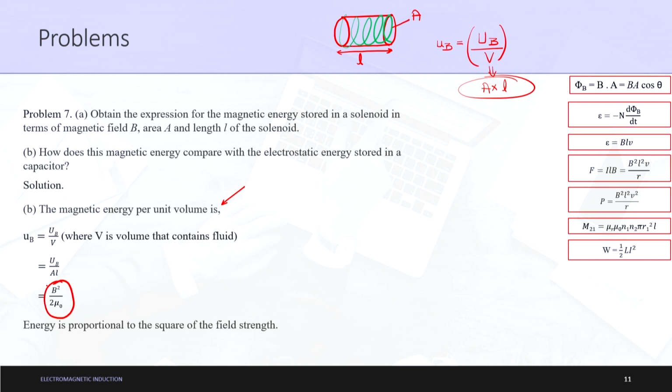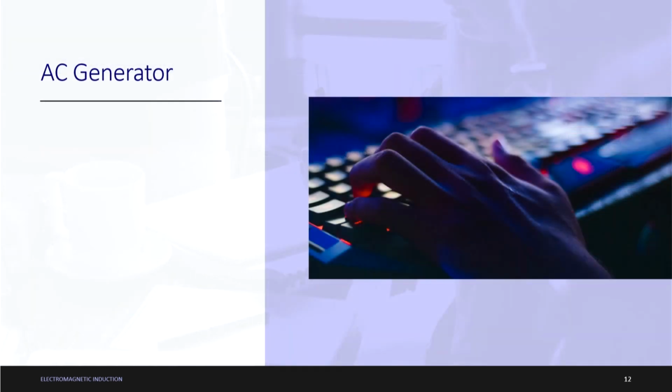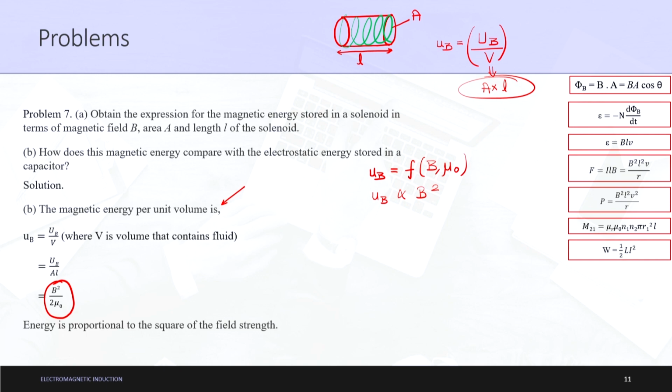Now, from this expression what we got is that, first of all, small ub is a function of capital B and mu naught. Also, small ub is directly proportional to the square of B, that is the square of magnetic field strength. So, energy is proportional to the square of field strength is the thing we got from this problem here, and that is the end of inductance.